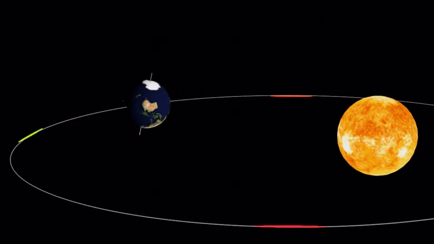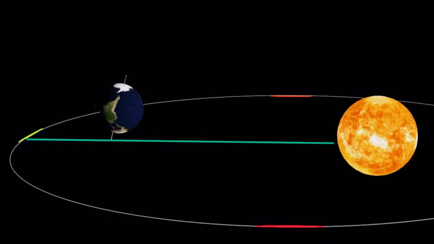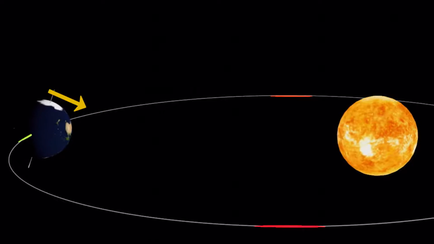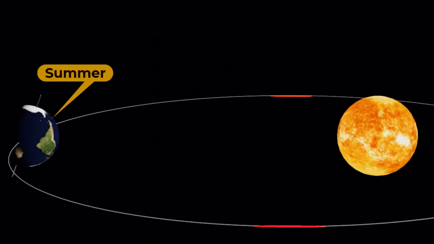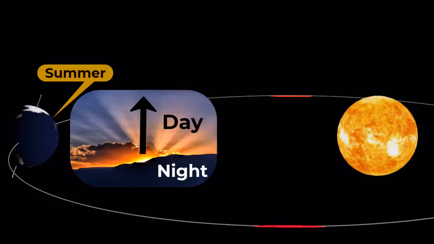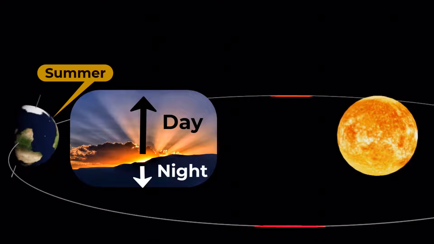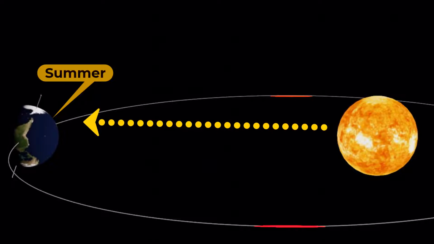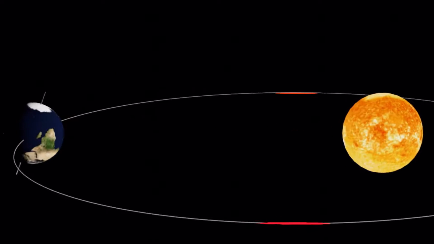season. As the Earth moves farther from the Sun in its orbit, the northern hemisphere reaches its maximum tilt towards the Sun, resulting in the summer season. This is the time when the days are the longest and the nights are the shortest. The northern hemisphere receives the maximum amount of light during this time.